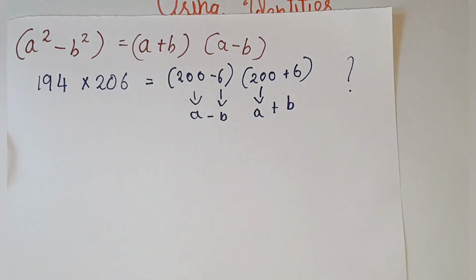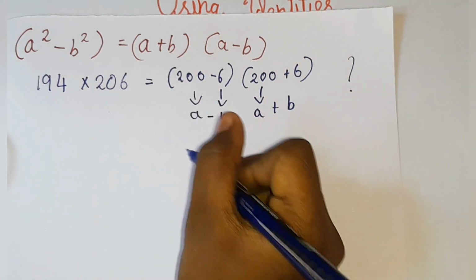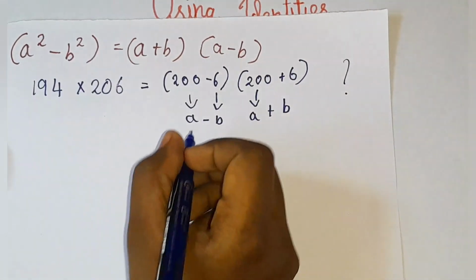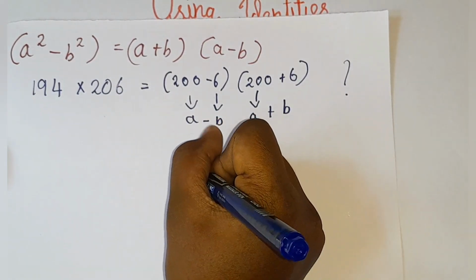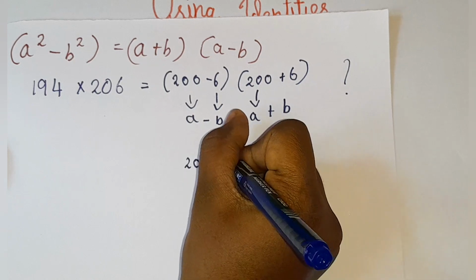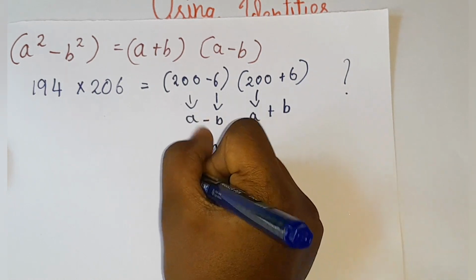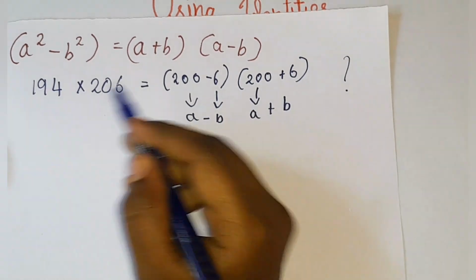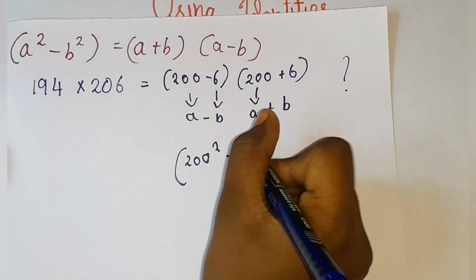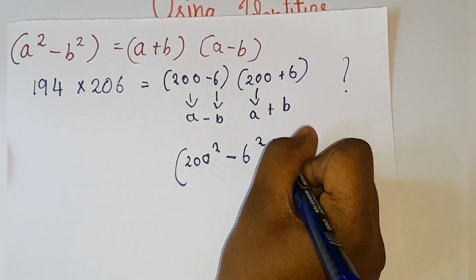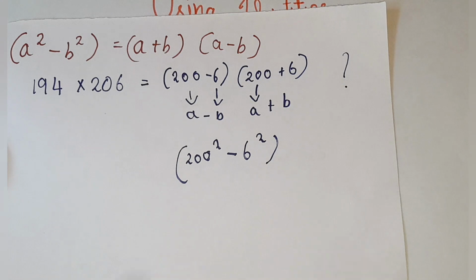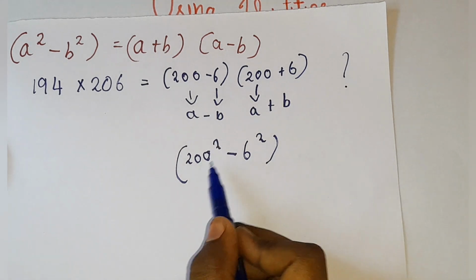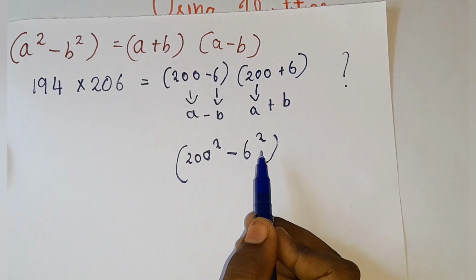So now what we will do is, this is really important, just listen carefully, okay? Now we will write A. We will replace the A square with 200 square minus B square. So what is B? 6. So 6 square. Okay, I hope you guys understood. We will write it in this form. So now it is A square minus B square.